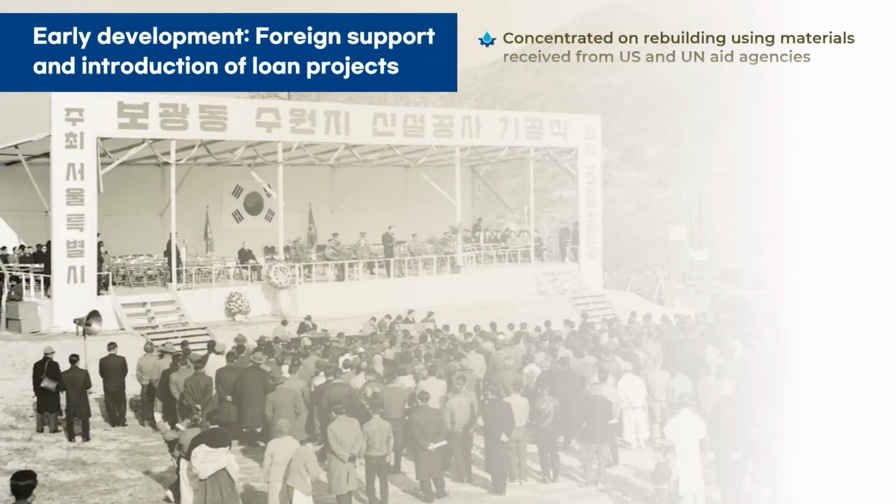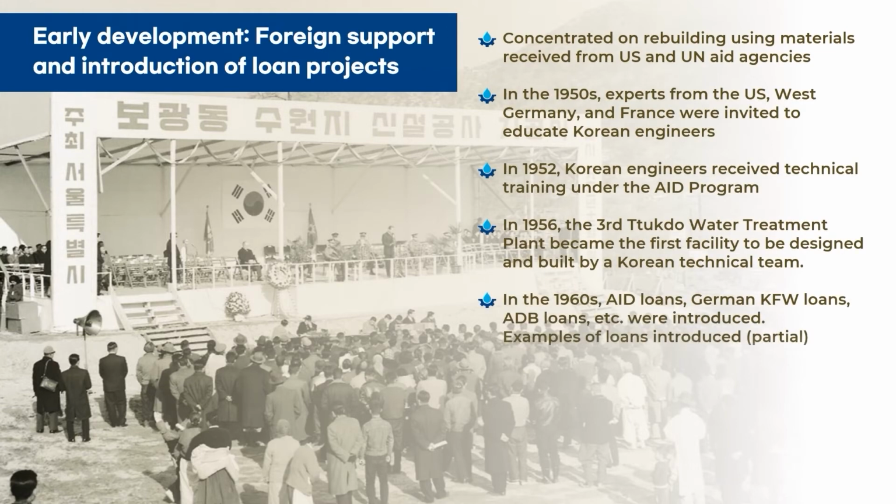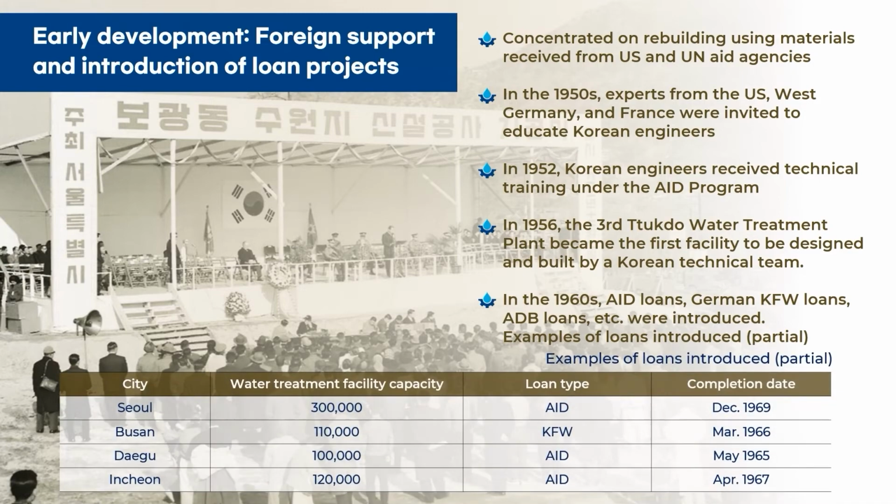Early in the development history of the Korean water supply system, the government had almost no funds, and early work on developing the water supply system was carried out with foreign support and loans. This chart shows some examples of loans made at the time.